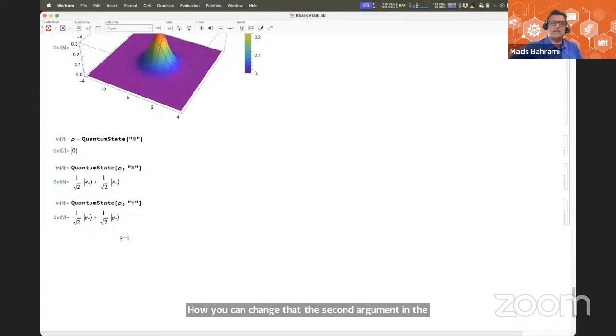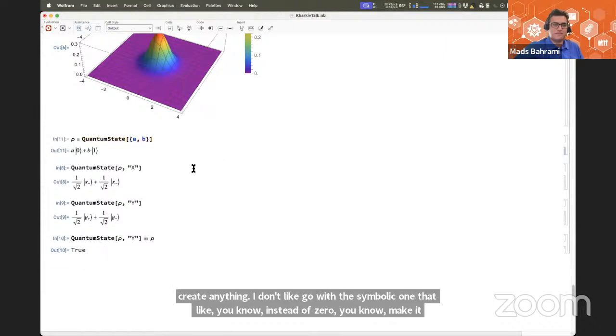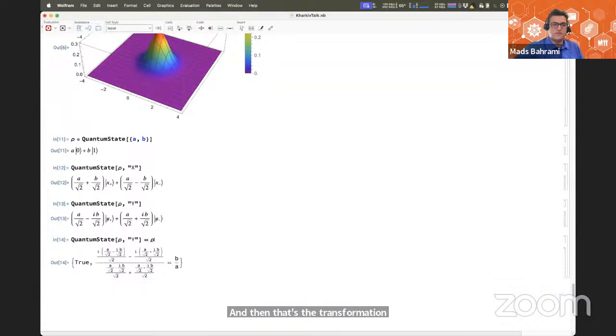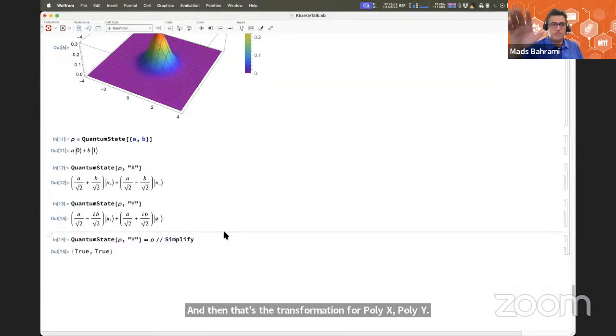For example, look at the example that Nick is showing. Nick created a zero state in the computational basis. Then he says, transform it into the Pauli X basis. So that's a transformation to Pauli X. Transform it to the Pauli Y basis. So that's a transformation to Pauli Y. And of course, you can create any, I don't know, Nick, go with the symbolic one that instead of zero, make it fancier, like A and B. And then that's a transformation for Pauli X, Pauli Y. And by the way, because you're just changing the basis, fundamentally, these states are the same. That's what Nick is showing you in the last line of that code. So it doesn't matter what basis you are working in.